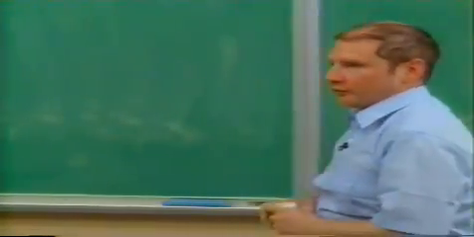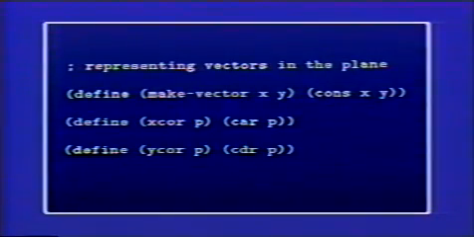We can represent vectors, the same as points in the plane, and we'll say there's a constructor called makeVector. MakeVector is going to take two coordinates, and here we can implement them if we like as pairs, but the important thing is that there's a constructor. And then given some vector P, we can find its x-coordinate, or we can get its y-coordinate. So there's a constructor and selectors for points in the plane.